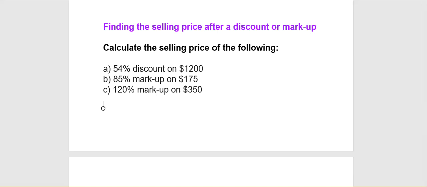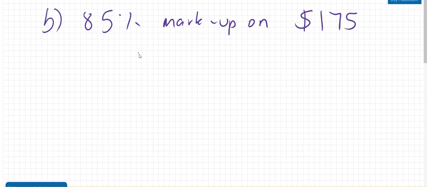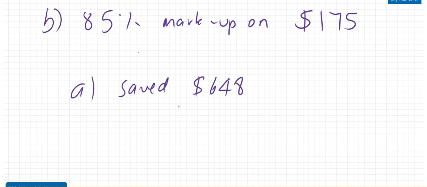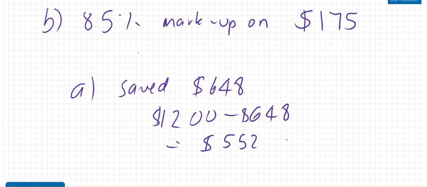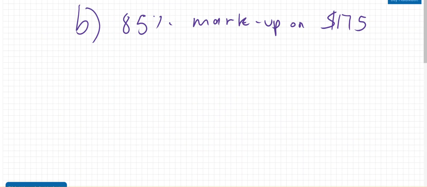how much we're saving. So for A, if we go back to A, we saved $648. So the new price would be $1,200, take away that $648 we're saving, which leaves us with $552 as the new selling price. Sorry, so that question had two parts to it. Okay, so back to B.